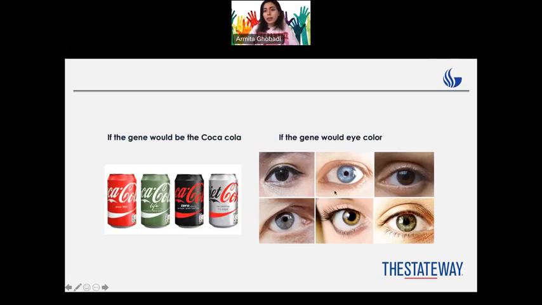Another example here, we already talked about eye color. Another one can be a brand. For example, we have Coca-Cola. And we have different types of Coca-Cola. We have a brand, but we have Diet Coke. We have zero sugar.